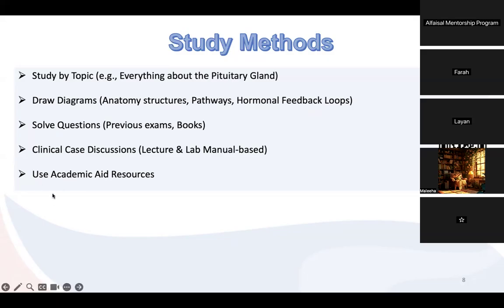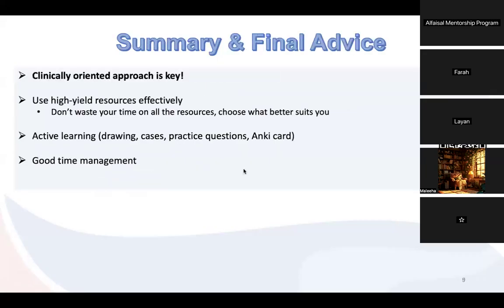I'm emphasizing clinical cases because, as I told you, this is a clinically oriented block. So every clinical case that is in the lecture, the lab manual, or the lab teaser should be understood very well. And you can use the academic aid resources. I added the barcode here. You can scan it and see if you'd like to use any resource.